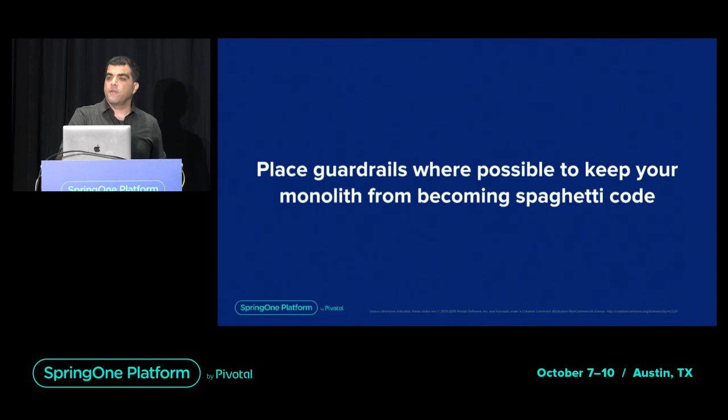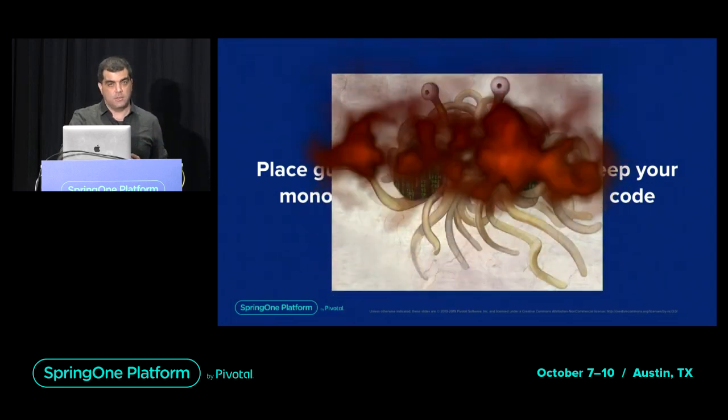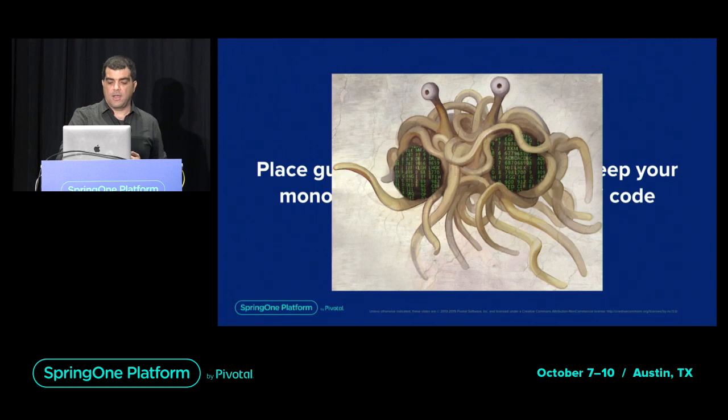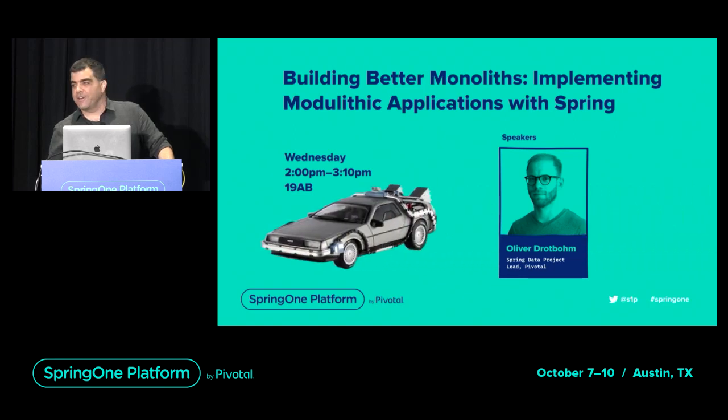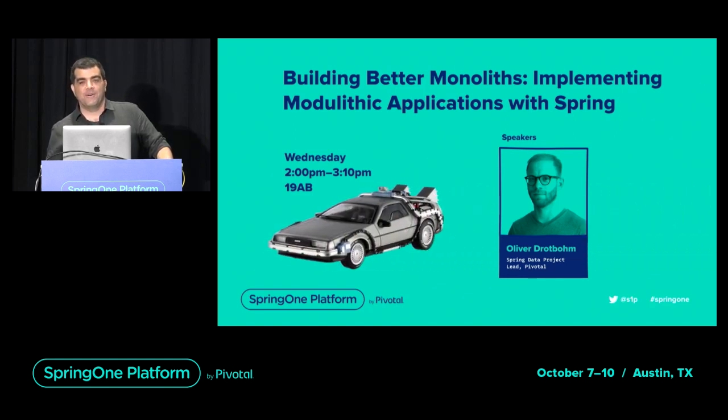If you are starting with a monolith, it's very important to place guardrails where possible to keep your monolith from becoming spaghetti code. And to that end, I highly recommend going to Oliver's talk, Building Better Monoliths, Implementing Monolithic Application with Spring. Sadly, as you can see at the time frame, this was yesterday, so either take your DeLorean and go back in time, or just watch it on YouTube when it's up.